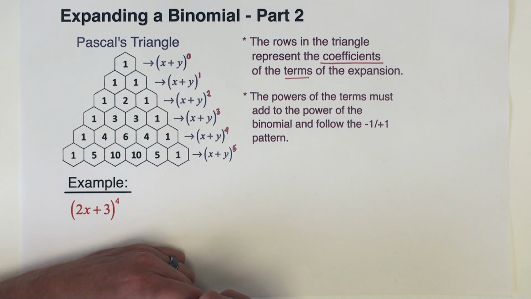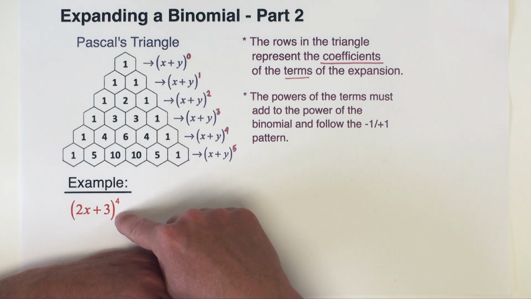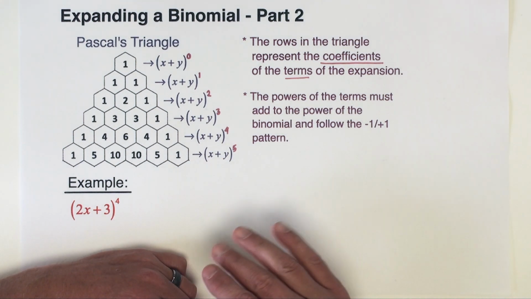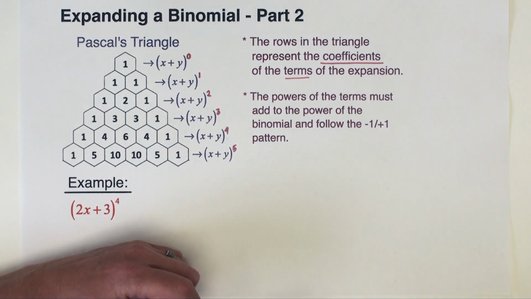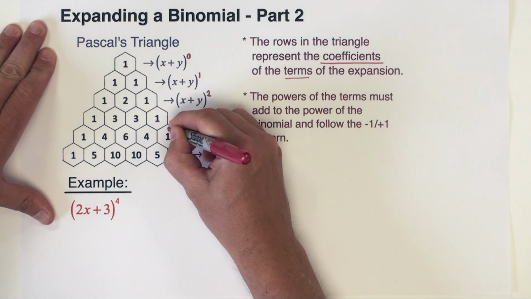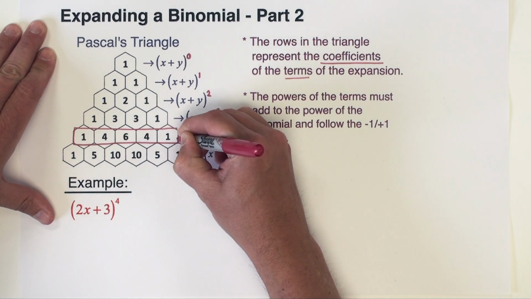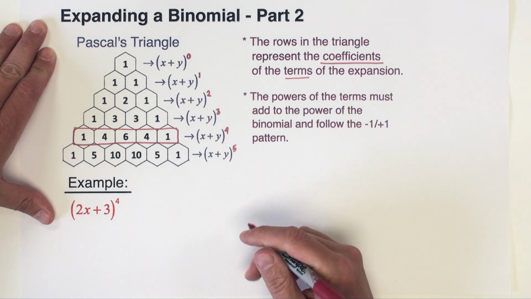Now, this problem that we have is a fourth powered problem. It's the exact same example that I did on another Math Minute over expanding binomials. So you can take them side by side and watch the difference between the two techniques. So I want to use this row right here. This 1, 4, 6, 4, 1 row.